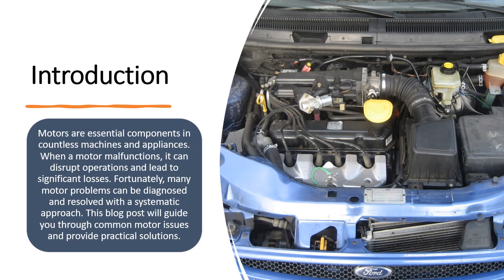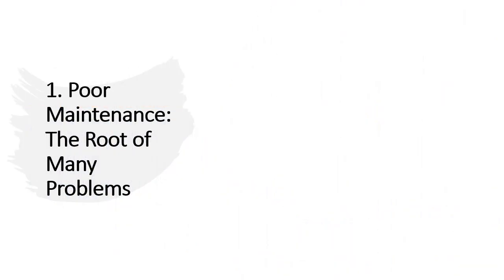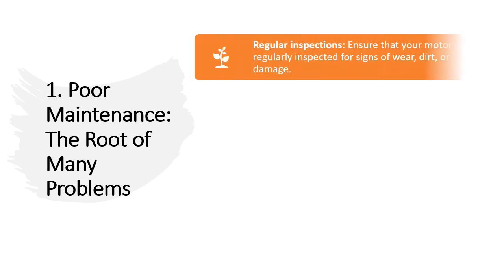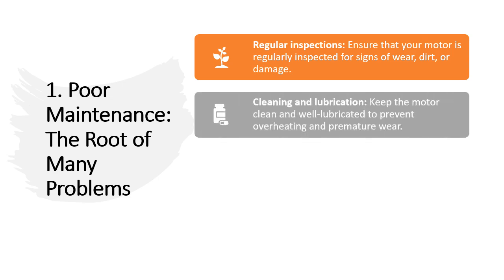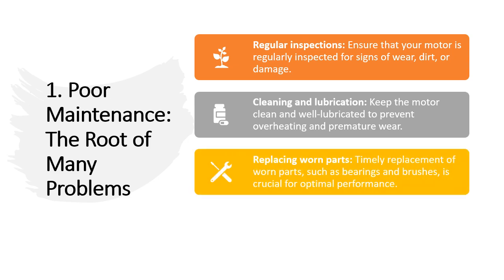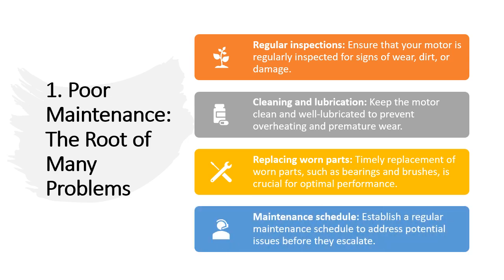1. Poor maintenance, the root of many problems. Regular inspections: ensure that your motor is regularly inspected for signs of wear, dirt, or damage. Cleaning and lubrication: keep the motor clean and well lubricated to prevent overheating and premature wear. Replacing worn parts: timely replacement of worn parts, such as bearings and brushes, is crucial for optimal performance. Maintenance schedule: establish a regular maintenance schedule to address potential issues before they escalate.